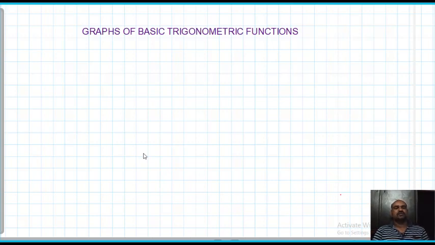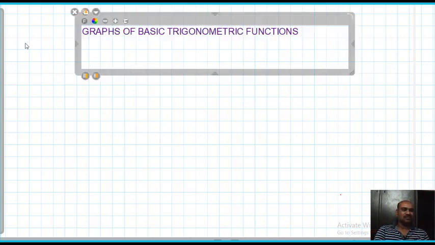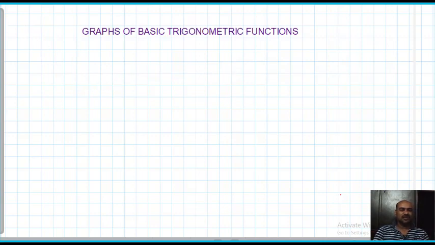Hello students, this is the fourth chapter: graphs of basic trigonometrical functions, extreme values of trigonometrical functions, and periodic functions. Three parts are there. First one is graphs, second one is extreme values of trigonometrical functions, and third one is periodic functions. One by one I will explain.